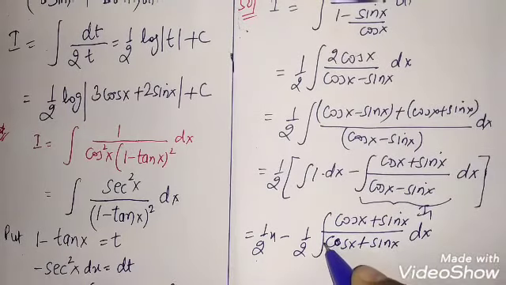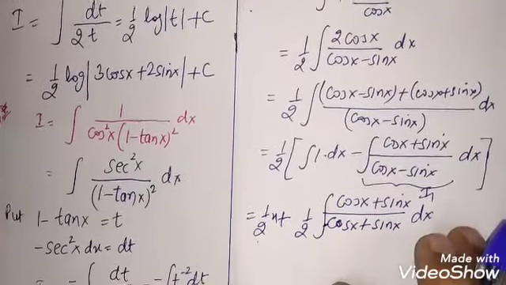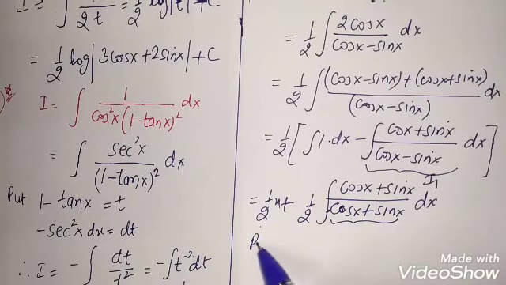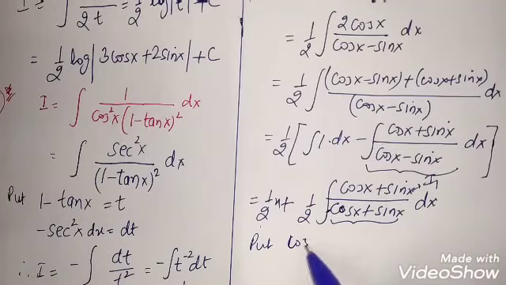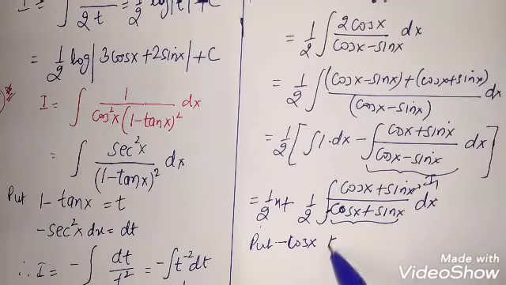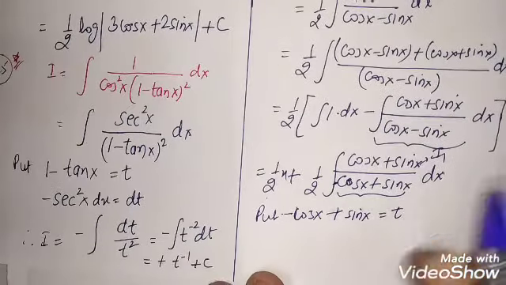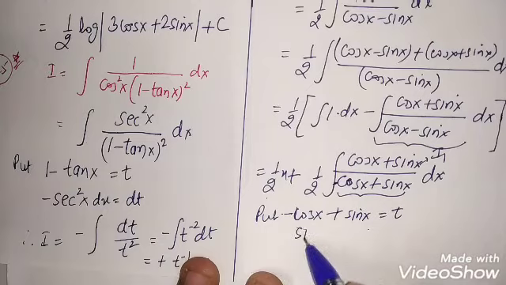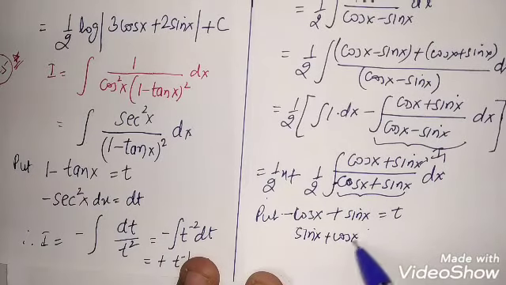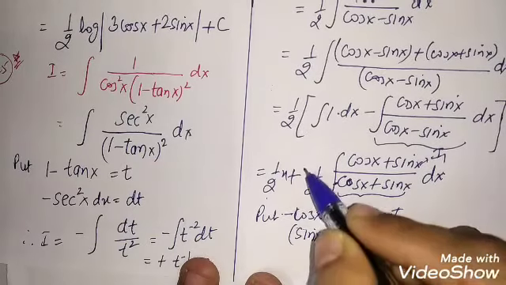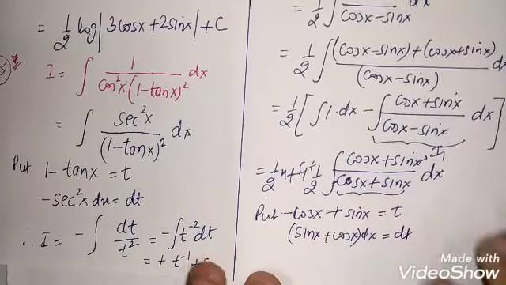You can take out common minus from here. This seems to be plus. If you are not taking out common, there is no need. You will come to know the derivative. Let it be I1, as I already told you. Put minus cos x plus sin x to be t. The derivative of it is sin x plus cos x times dx equal to dt. You can write plus c1, as you know.